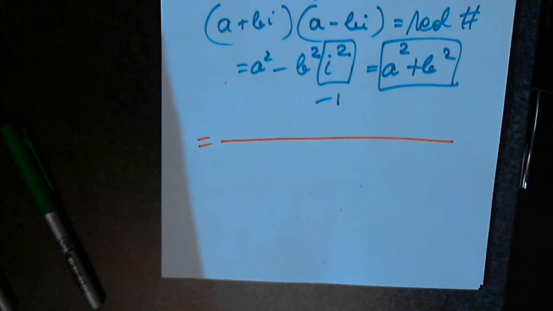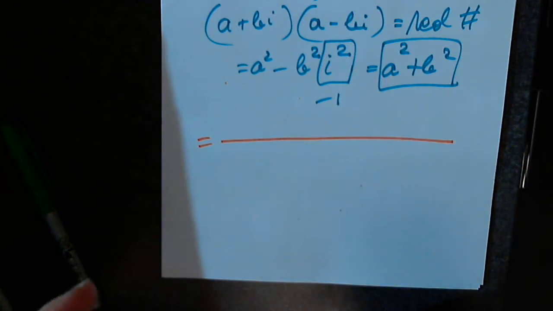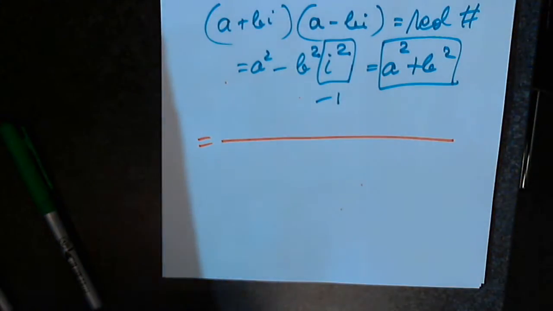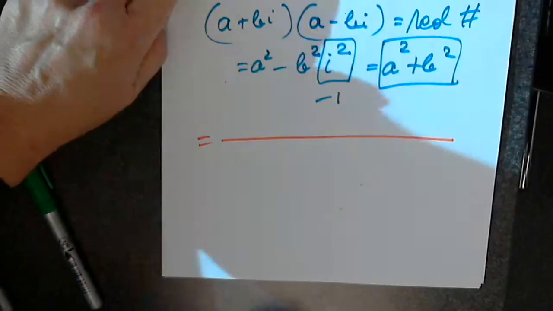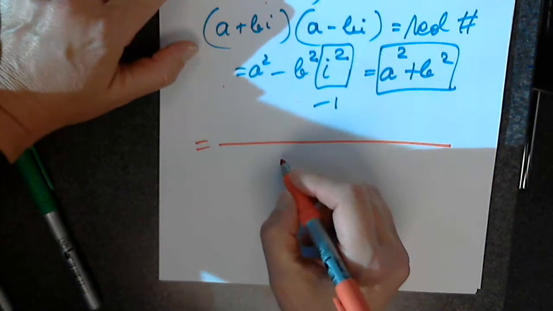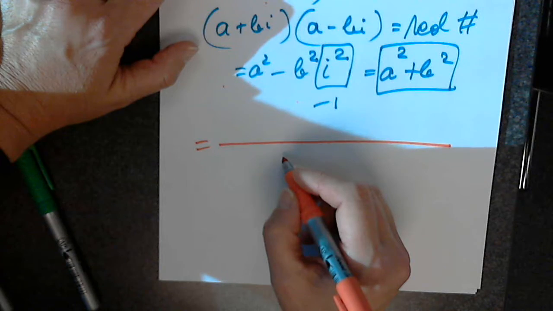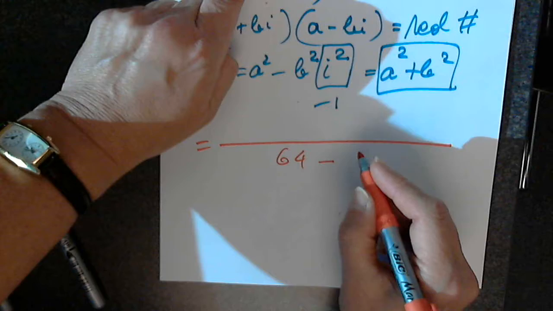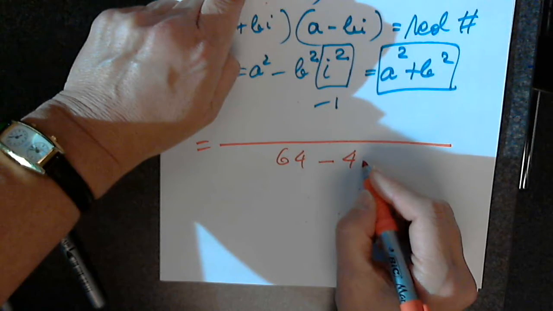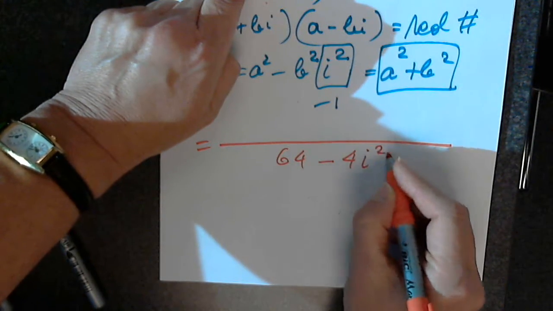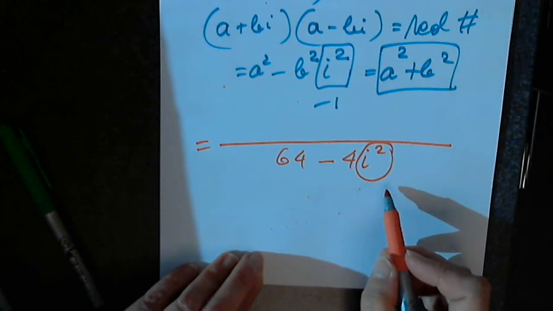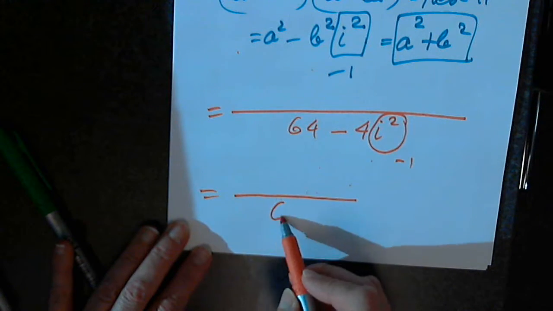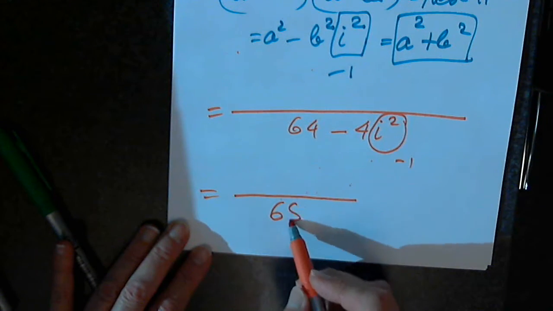So now, the denominator. We already have the denominator because we know how to multiply two conjugates. First term squared minus second term squared. And I know what i squared is. So eventually I will write in the denominator, when I'm done, 4 plus 4, which is good.